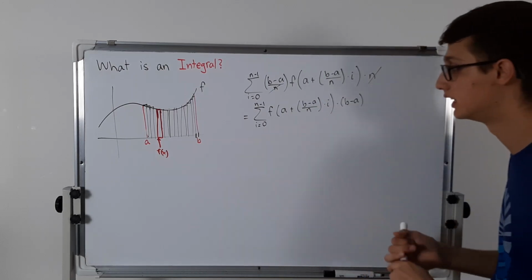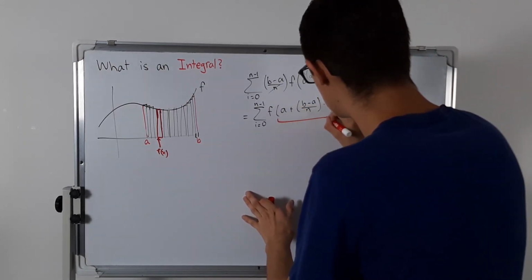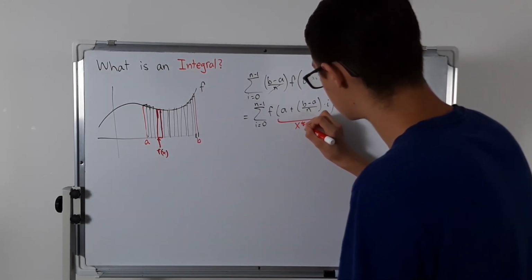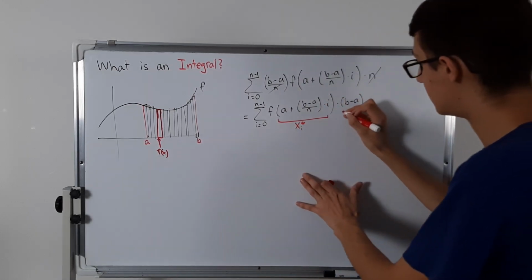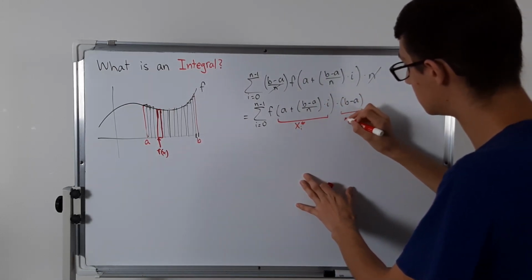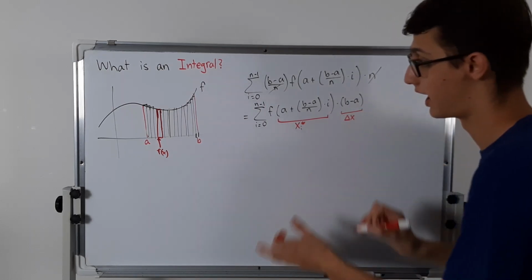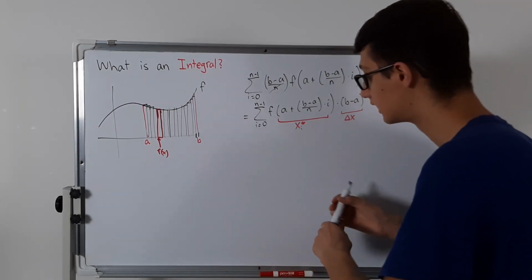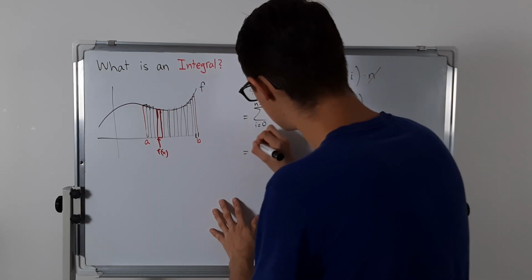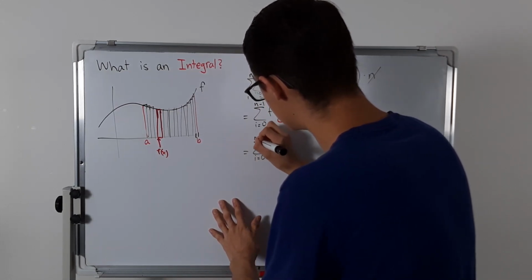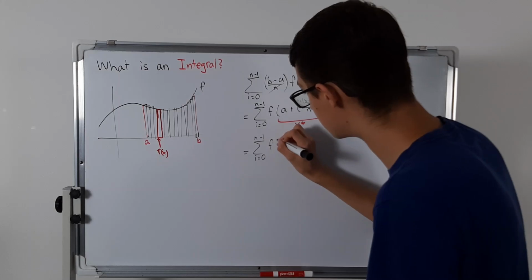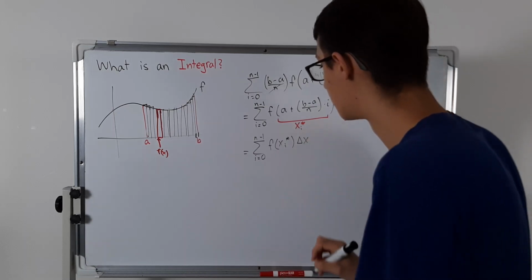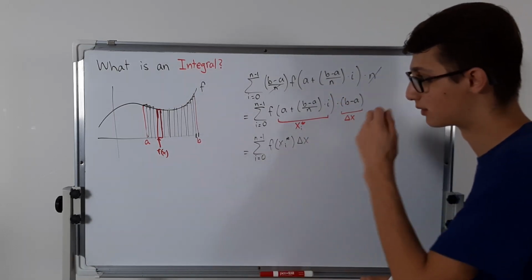little less clunky. This is often just called x star sub i, and then this is often just called delta x, or delta x sub i, or whatever. I'm just going to call it delta x. And so what we have here is simply, if we want to use this notation, f of x sub i star times delta x.